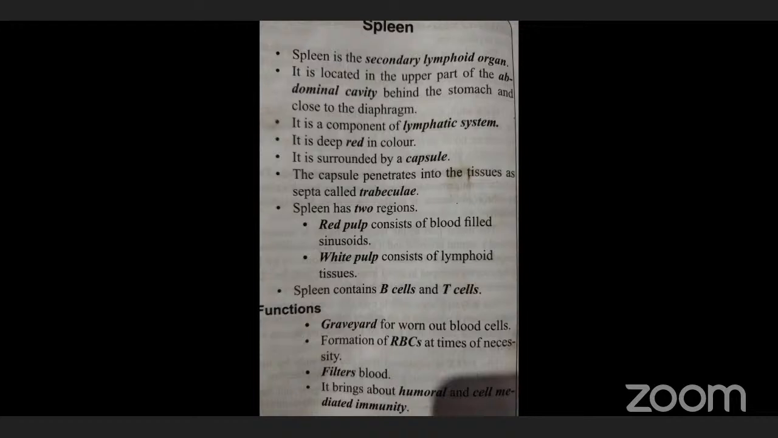The red pulp consists of a large number of blood-filled sinusoids in which phagocytes and plasma cells are found. Where? In the red pulp. The red pulp is concerned with the destruction of old and dead red blood cells.